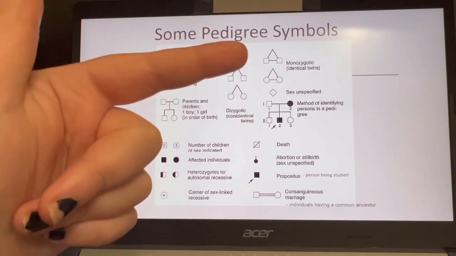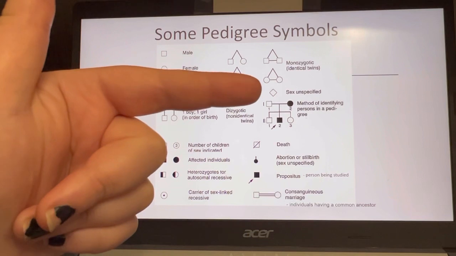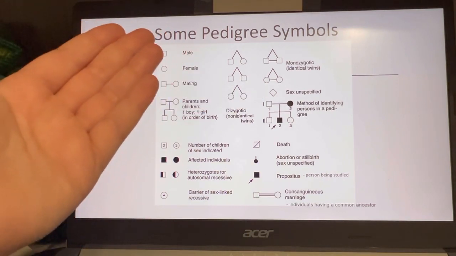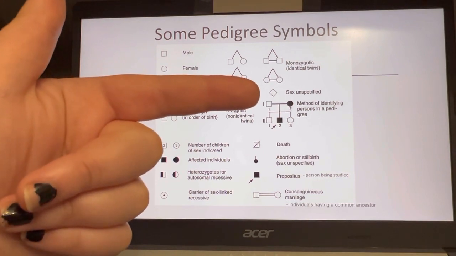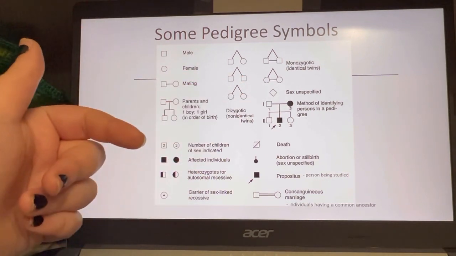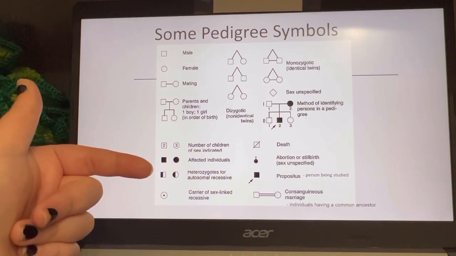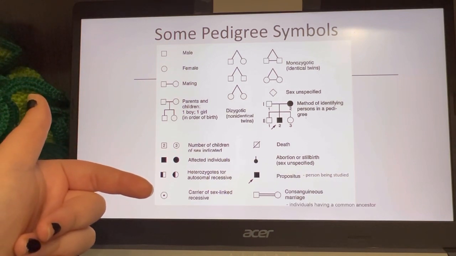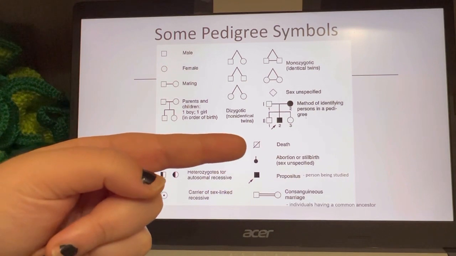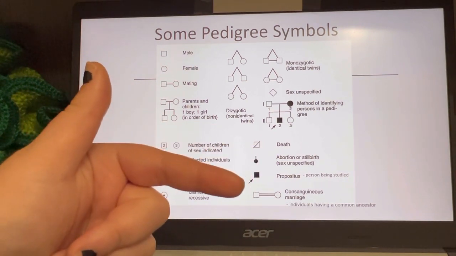We don't need to worry too much about this one here unless it's the sex unspecified. So that's when the woman is pregnant and she hasn't given birth yet and they don't know if it's going to be a male or a female. So we put it as unspecified. Number of children of sex indicated. Affected individuals are shaded. Heterozygous or autosomal recessive, which means they carry the gene. Carrier of sex-linked recessive, we don't worry about that one. Death, they're dead. We don't worry about that one, or that one, or that one.